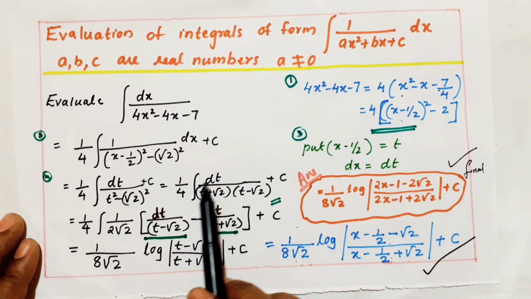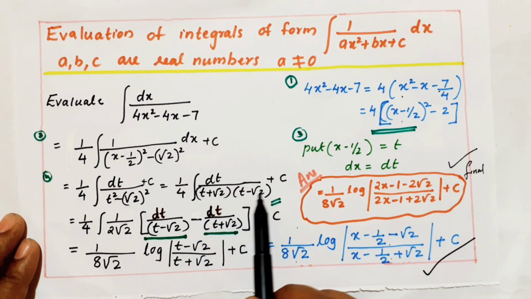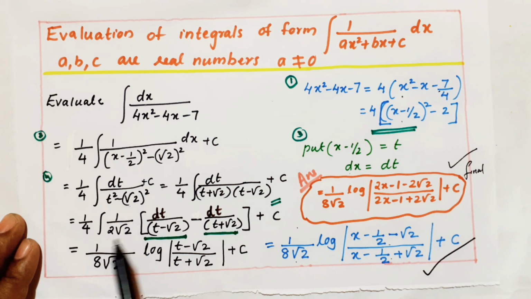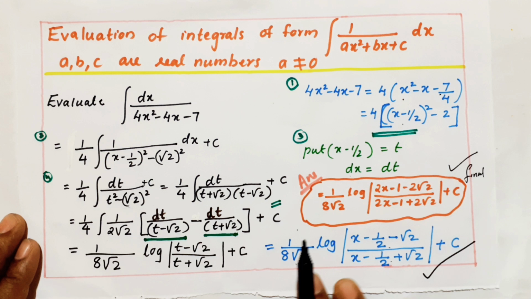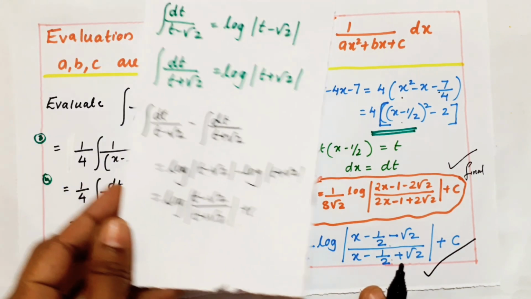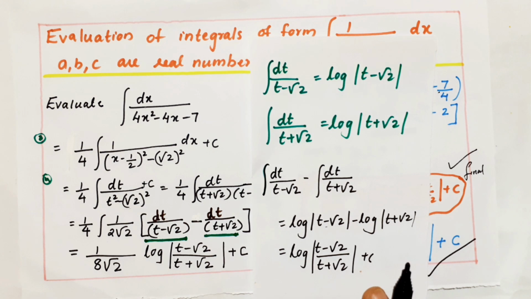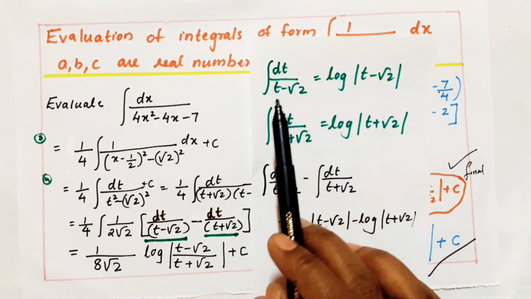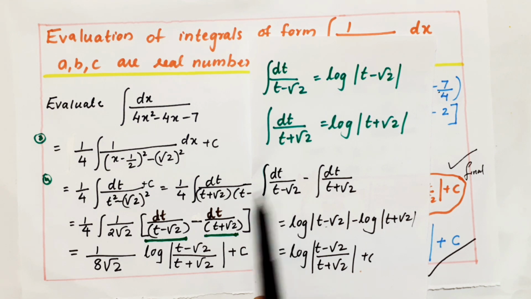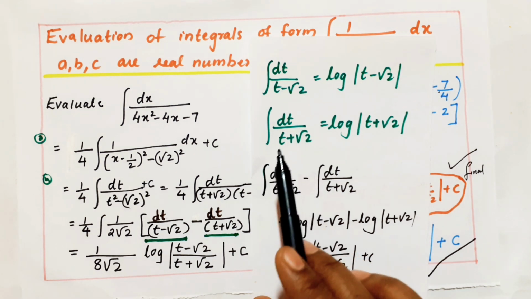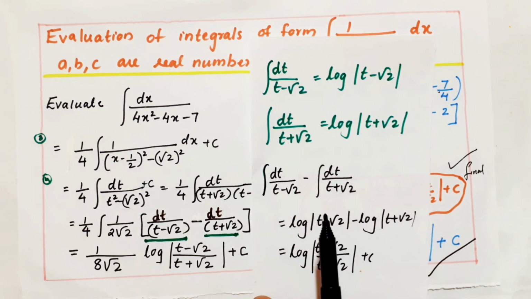We are writing integral of 1 by t plus root 2 into t minus root 2, we are writing integral of 1 by 2 root 2 into dt by t minus root 2 minus dt by t plus root 2 plus c. After this, I have shown you in another form. Okay, what is that form? This is how we are integrating. Integral of dt by t minus root 2 is nothing but t differential only dt, so its integration is log t minus root 2. Second term, t plus root 2 in denominator, dt at numerator, so integral of dt by t plus root 2 is log t plus root 2.